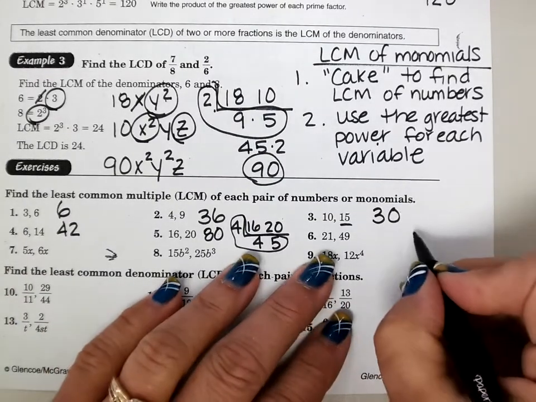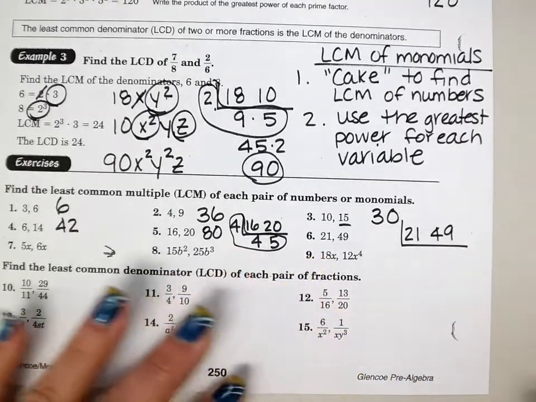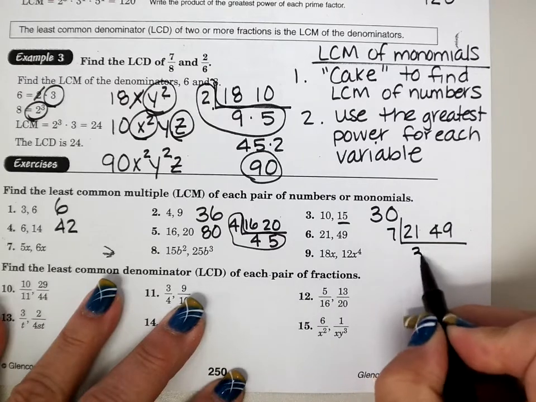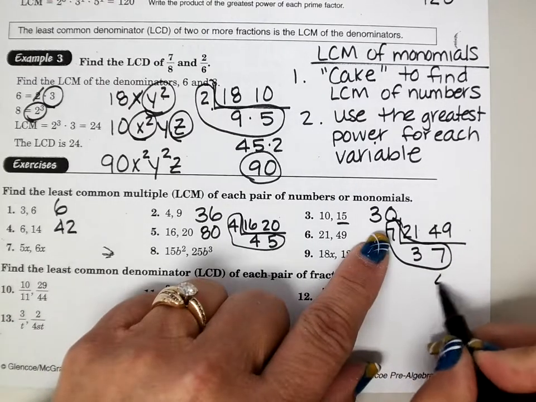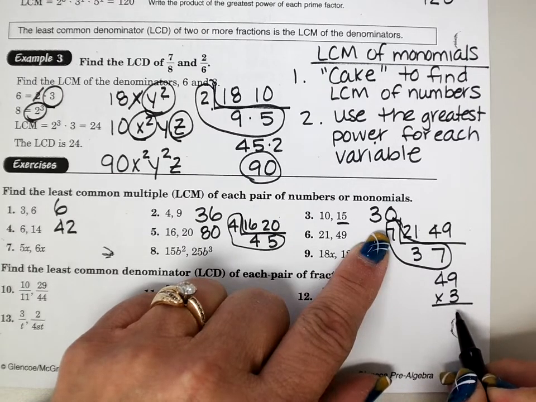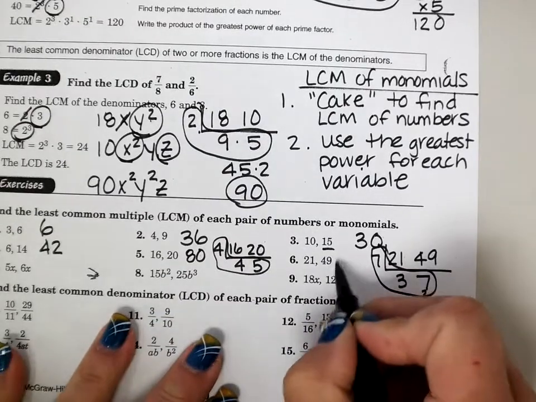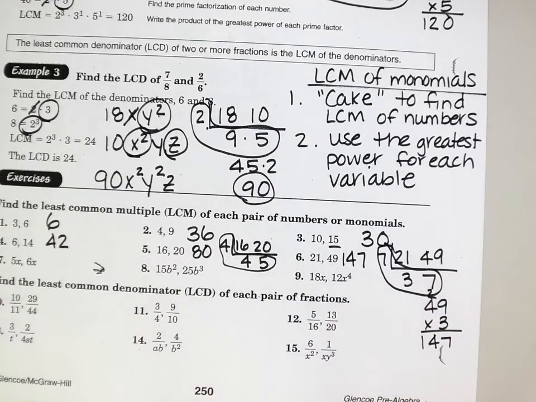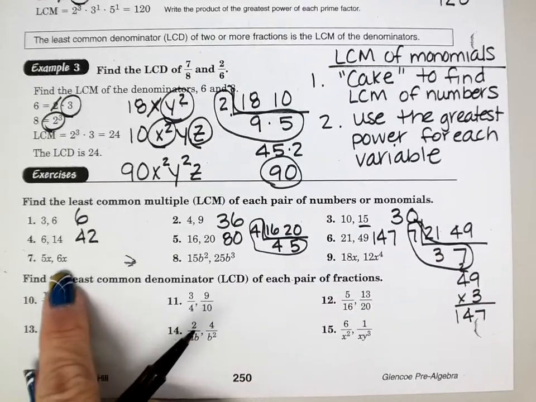For 21 and 49, I don't really want to count by 49s and it's not on my green sheet. 3 goes into both of them, so now I have to multiply these. So that's 49 times 3, because you can do it in any order you want. That would give me 147. I'm not sure I would have known that by just counting by 49s. So that's why the cake method helps with bigger numbers.